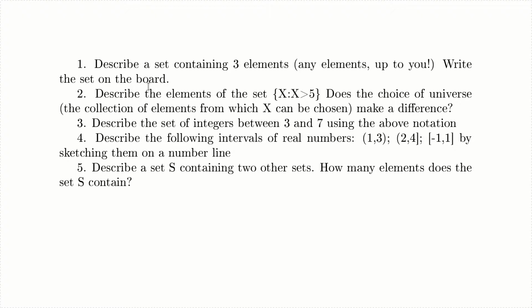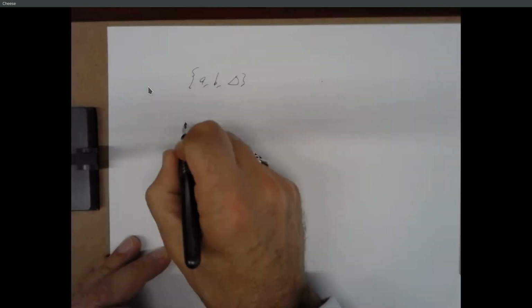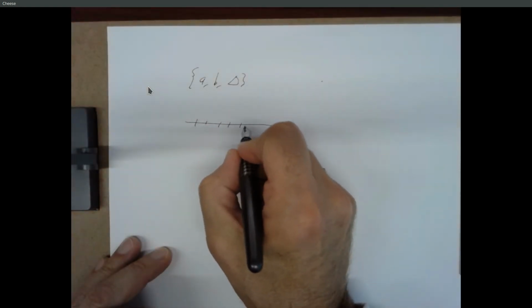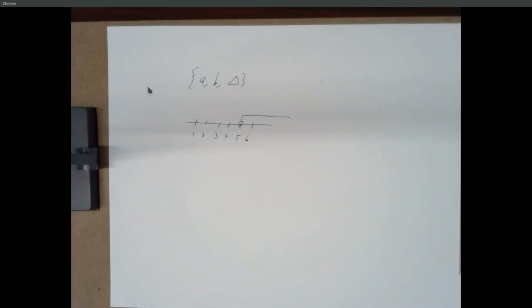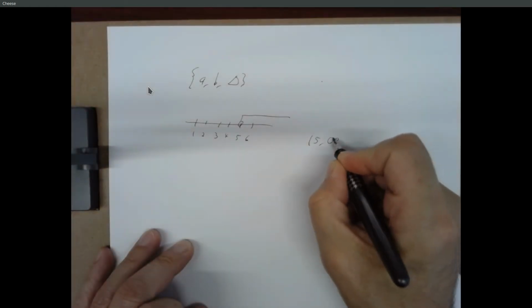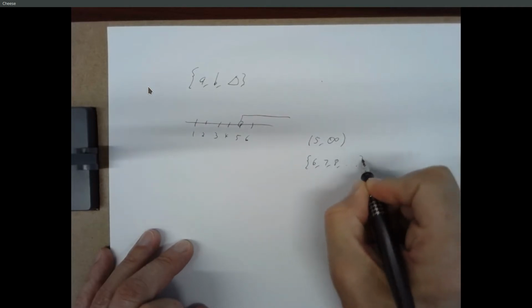Describe the elements of the set of all x such that x is bigger than 5. So some people did this. Right, like that. And what other ways? All numbers greater than 5. The open interval 5 comma infinity, using open interval notation. But there's also 6, 7, 8, dot, dot, dot.